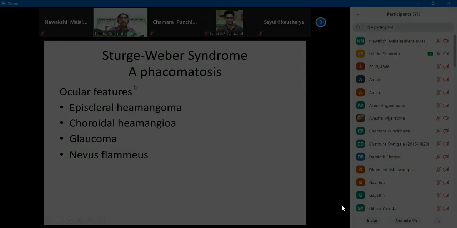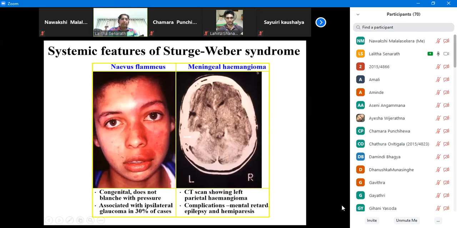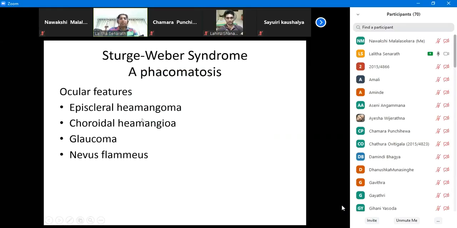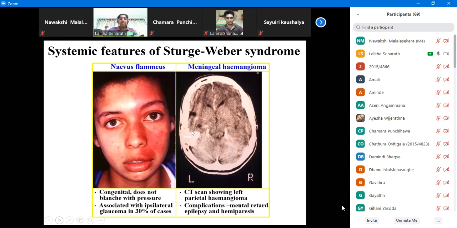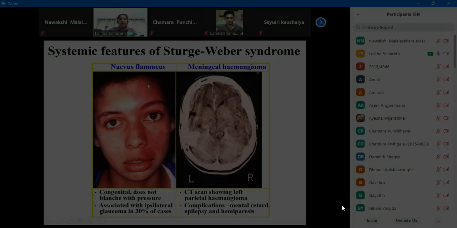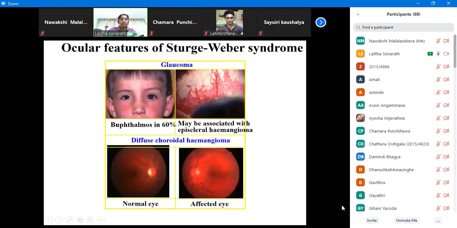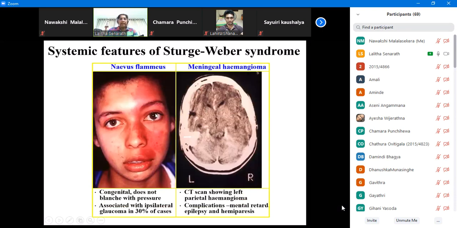Sturge-Weber syndrome. The Sturge-Weber syndrome is the other type of phakomatosis. There are many ocular features. The episcleral hemangioma, choroidal hemangioma, glaucoma, and the nevus flammeus. These are the Sturge-Weber syndrome signs. Therefore, the systemic features: there may be a nevus flammeus. This is a capillary hemangioma of the skin, and it may affect the ipsilateral eye.